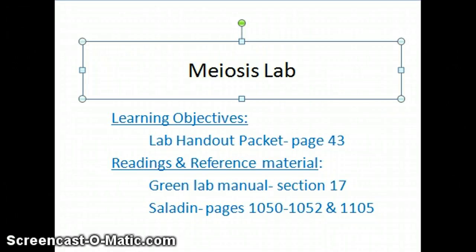The topic for this lab presentation is meiosis, a process of cell division that occurs in the reproductive system. Your learning objectives are listed in the gray packet of lab handouts on page 53. Additional resources to help you understand meiosis are available in section 17 of the green lab manual and in your textbook on the pages listed on this slide.